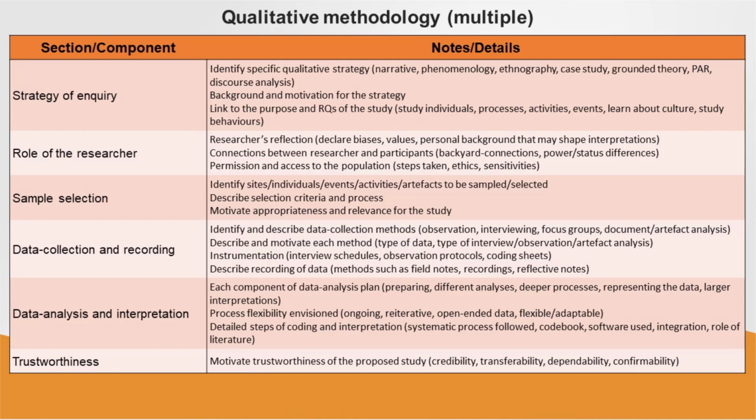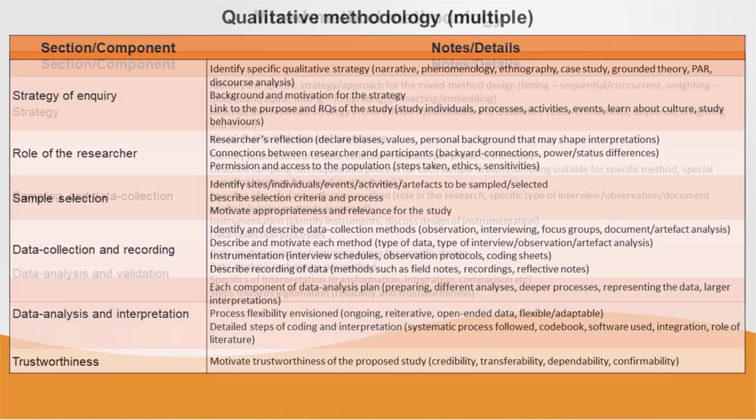A systematic process must be followed. So it's things like what your code book is going to look like, software that's going to be used, how integration is going to happen, what the role of literature is, and so on. Then lastly, the trustworthiness. You motivate the trustworthiness of your proposed study by referring to the credibility, the transferability, the dependability, and the confirmability. These are all like the qualitative versions of validity and reliability.